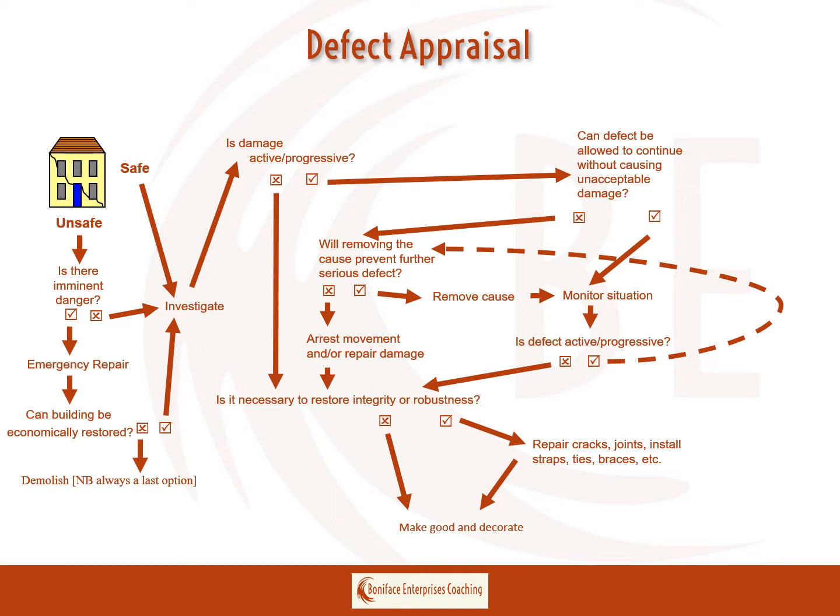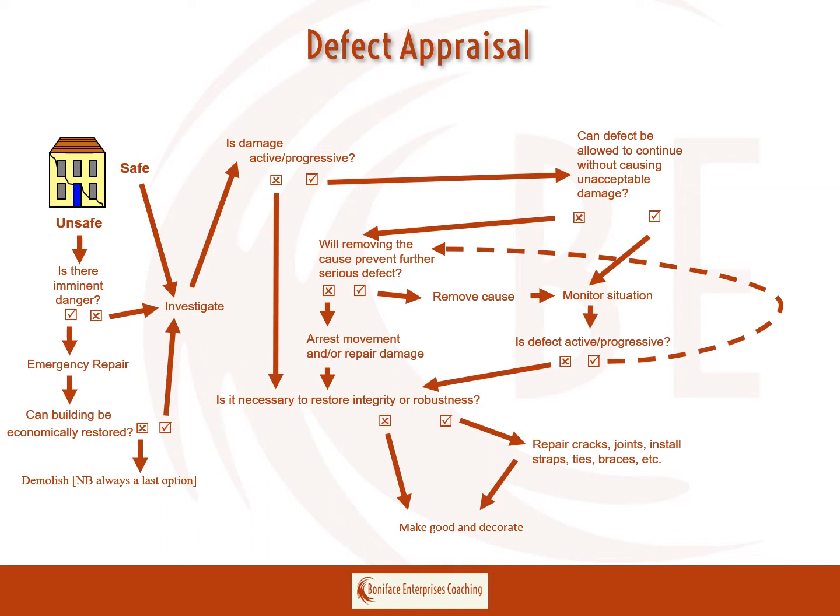However, you will note that there are three possibilities for if the building is safe, if there is not imminent danger, or if it can be economically restored. And the first stage to follow after this assessment is to investigate the matter. This may mean some opening up or monitoring, but an assessment has to be made as to whether the damage is active or progressive in some way.